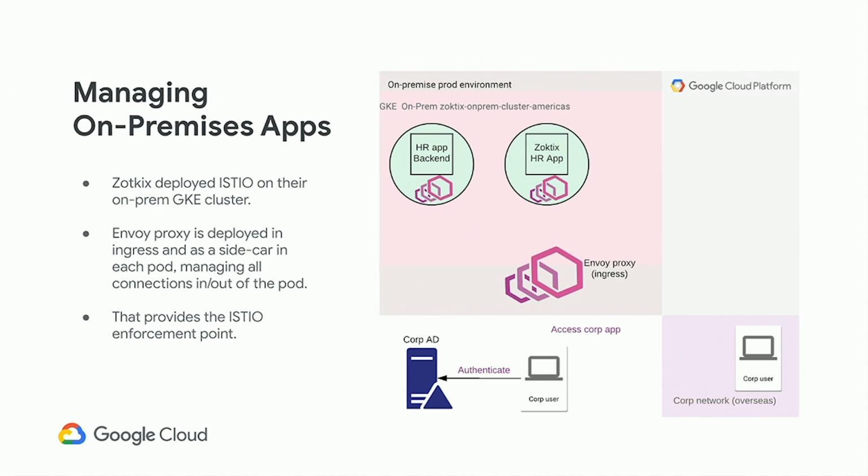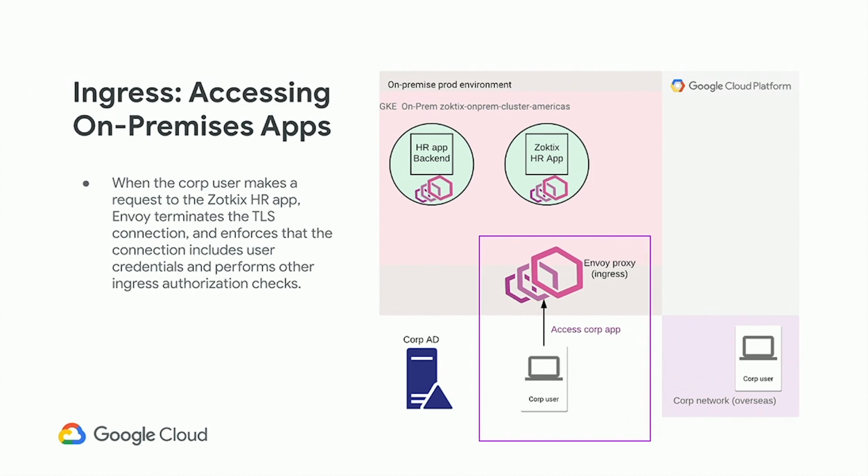The Envoy proxy is deployed in ingress, as well as a sidecar in each pod. And it manages all connections in and out of the cluster and in and out of each pod. So that provides the Istio enforcement point. Now let's see how a corp user, which is authenticated with the corp credentials, can access services in the cluster. So here, when the corp user makes a request to the Zoctix HR app, Envoy terminates the TLS connection and enforces that the request includes user credentials. And it can perform any other ingress checks.